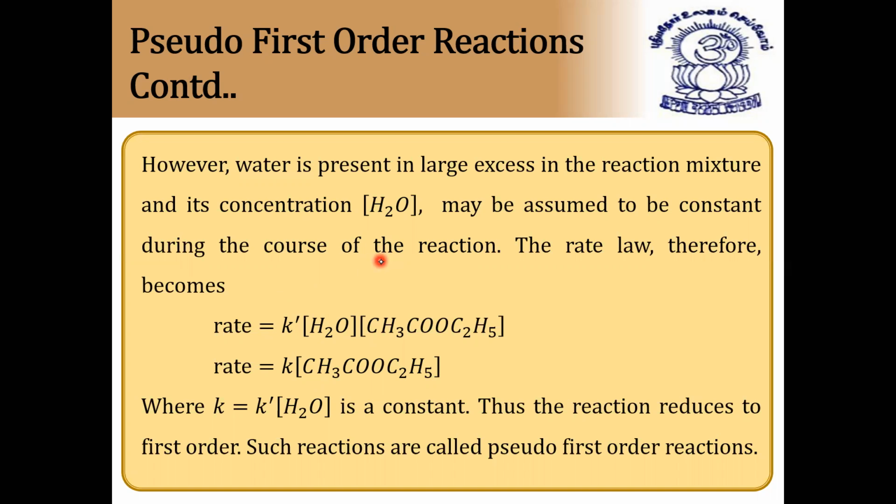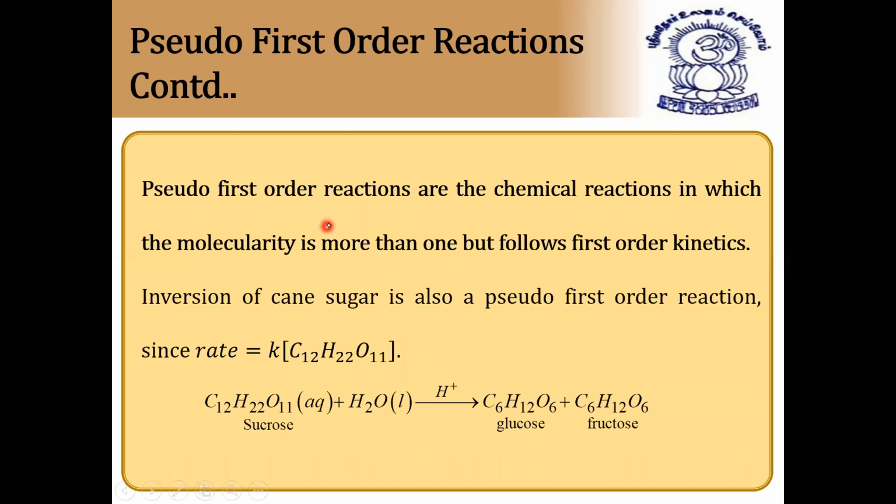Next, pseudo first order reactions are the chemical reactions in which the molecularity is more than one. As I told you, here two molecules are involved. So molecularity is more than one, but it follows only first order kinetics because it depends purely on only one reactant, not the two reactants. So rate is equal to K into, for this example, the concentration of sucrose.